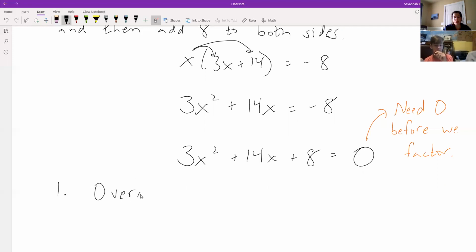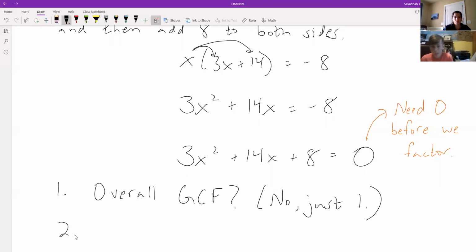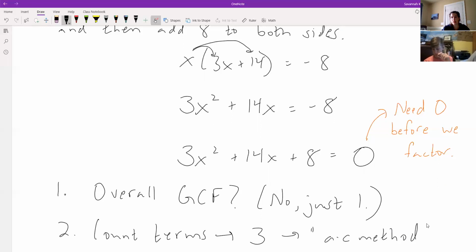we revert back, as always, is there an overall GCF? And nope, just the number 1. So we count the terms, and there are 3. So this is going to use the same method that we used a minute ago, the AC method.